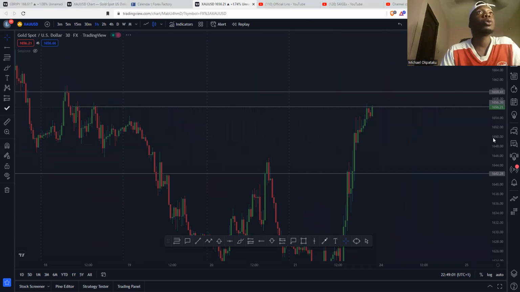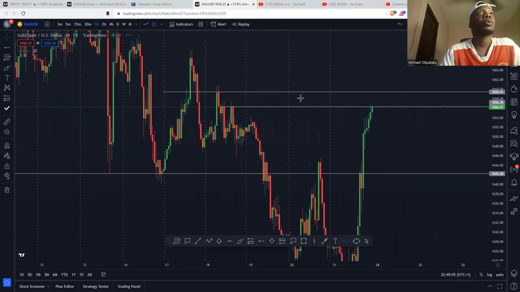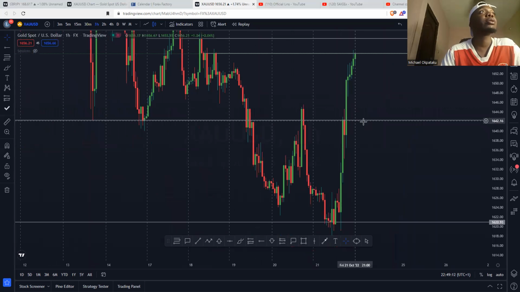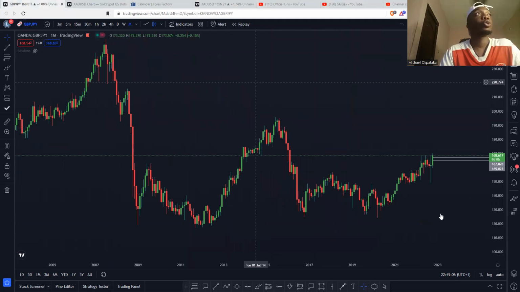So now, like I said, the bias is buy, so I'm looking for buys. Unless the bias changes, it's buy. If I'm looking for sells, the sell should be below this level down here, below this support level, because you have clean candles way down here for price to move. So that's it on gold. I'll be going over to GBPJPY and working my way through.